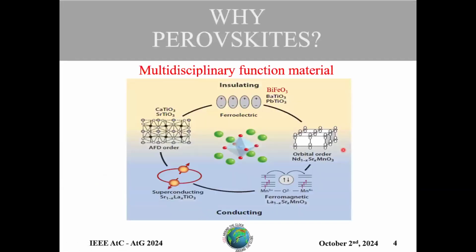But why use perovskite? Simply because perovskite is a multidisciplinary functional material. Just by changing the spin or the charge or the orbital arrangement, its function can change, such as insulating to superconducting, ferroelectric, ferromagnetic. And in this study, bismuth iron oxide was chosen as a multiferroic material.